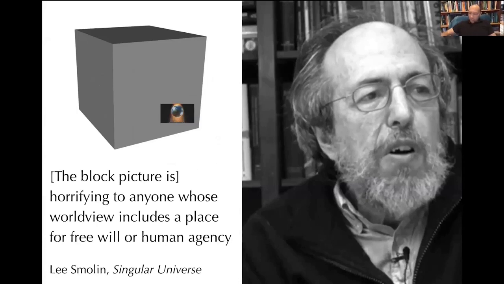So he writes in this book, The Singular Universe, that the block picture is horrifying to anyone whose worldview includes a place for free will or human agency. Why? Well, because he thinks things like the climate catastrophe, whether we survive the climate catastrophe or not, have already happened in the block. So there's nothing that we can do about it from our present position. Now, he's pretty naive philosophically in this sense, because there's no reason to think that the block is inconsistent with there being consequences for embedded observers in the block.